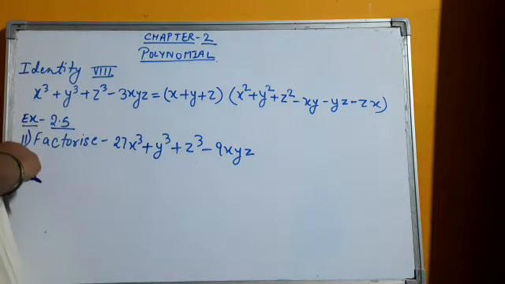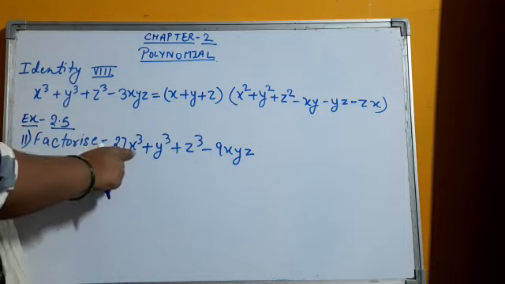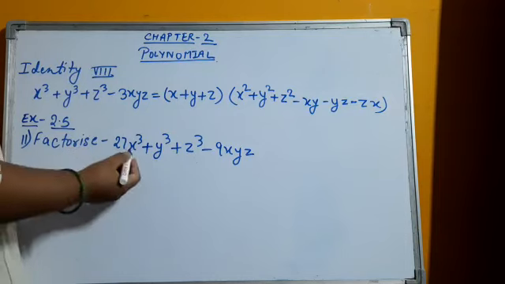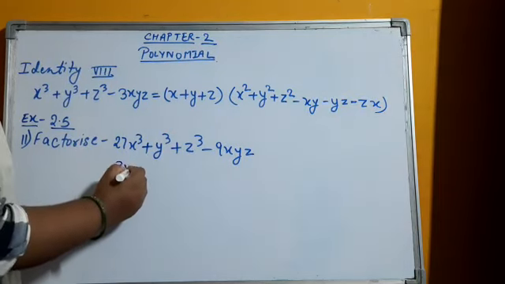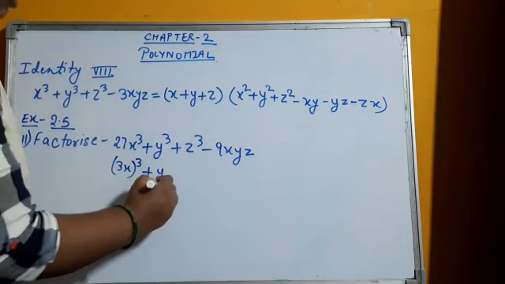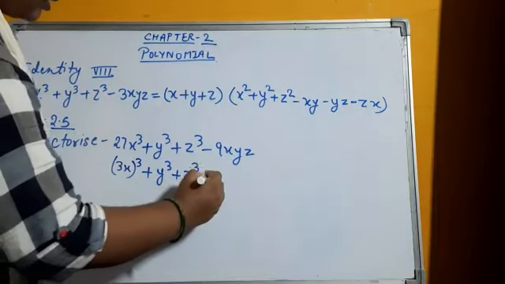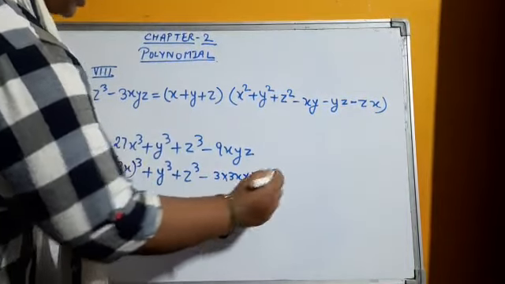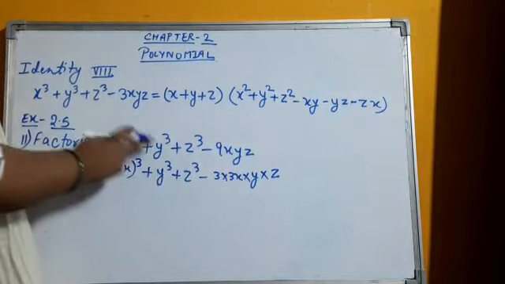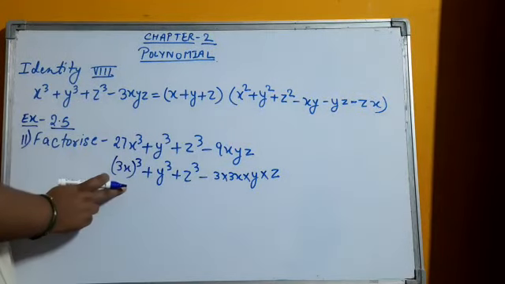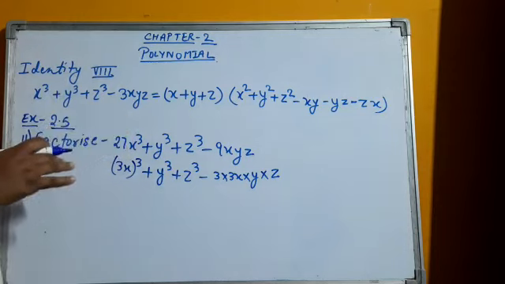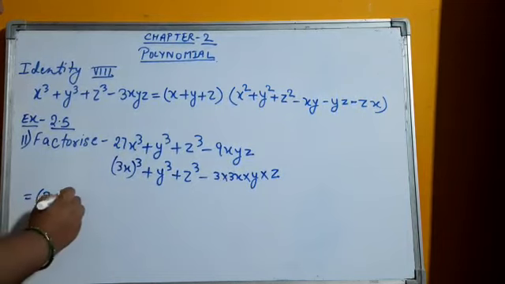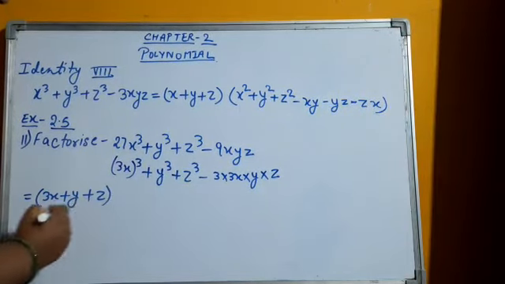Exercise 2.5, question number 11 is factorize 27x cube plus y cube plus z cube minus 9xyz. You can see this 27x cube can be written as (3x) whole cube plus y cube plus z cube minus, this one we can write 3 into 3x into y into z. If you try to match this question with the identity, you can see at the place of x, 3x is written and the remaining things are the same. So it can be expanded as (3x plus y plus z) in one bracket.